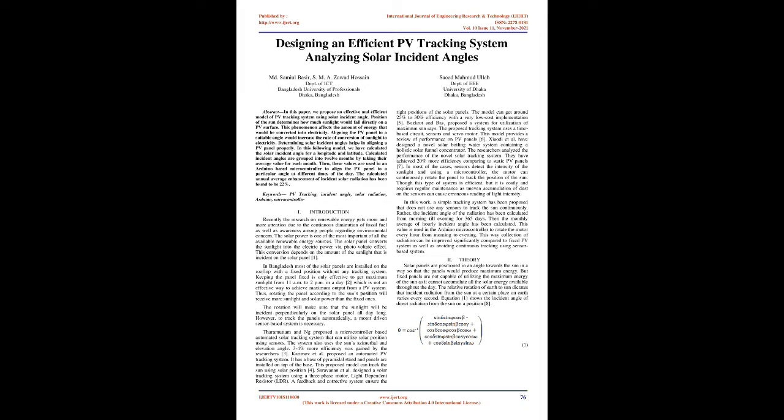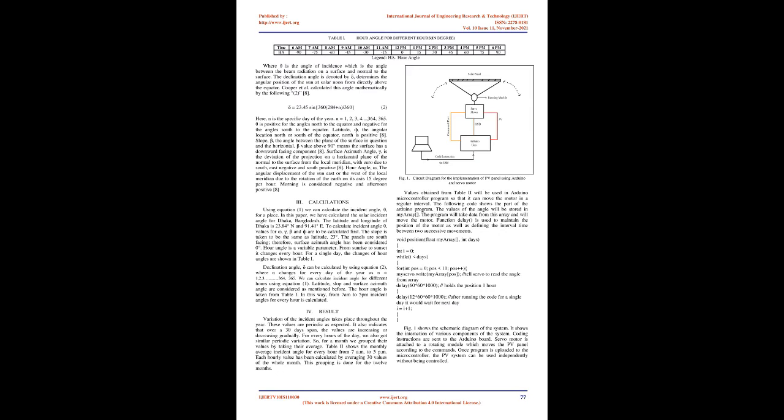4. Saravanan et al. designed a solar tracking system using a 3-phase motor and light-dependent resistor, LDR. A feedback and corrective system ensures the right positions of the solar panels. The model can get around 25% to 30% efficiency with a very low-cost implementation. 5. Bajkrut and Bass proposed a system for utilization of maximum sun rays. The proposed tracking system uses a time-based circuit, sensors, and servo motor. This model provides a review of performance on PV panels.